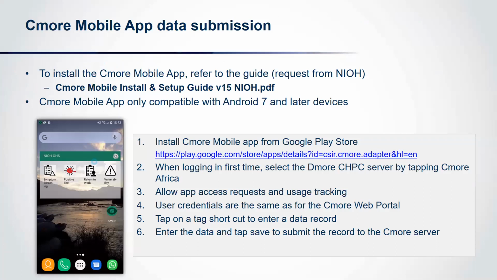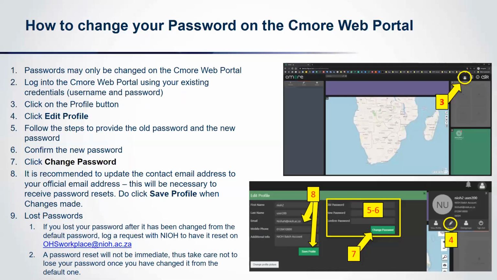There's also the option to use the mobile application. Some of the steps are here. There's also a mobile application user guide that is available via the NIOH. It is a bit daunting to enter some of the data on a mobile device because the questionnaires are quite long, with a number of fields that you have to complete. So it might not be that practical to do it on a mobile device, but we do find that some people are using this nevertheless. This is how to change your password. You would be able to find this in the guide when it is distributed.